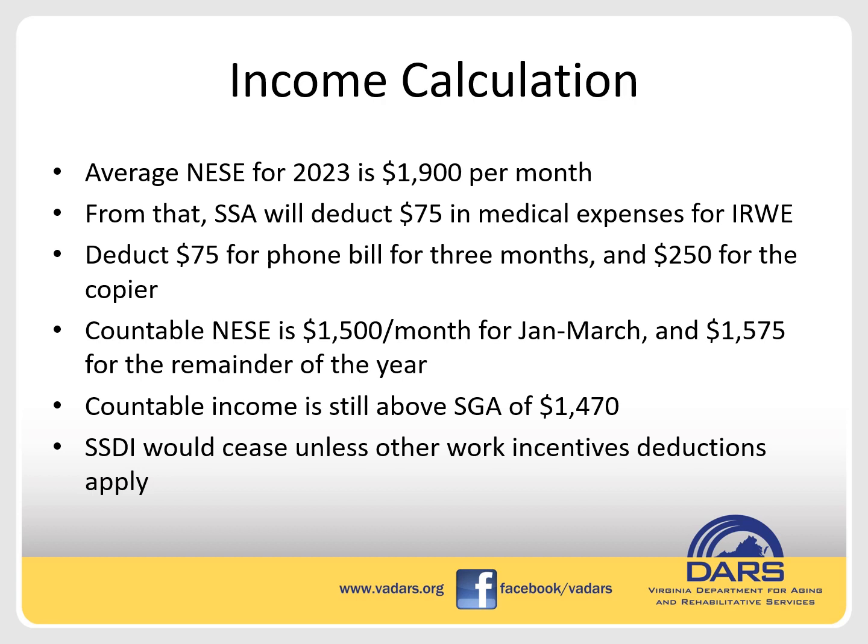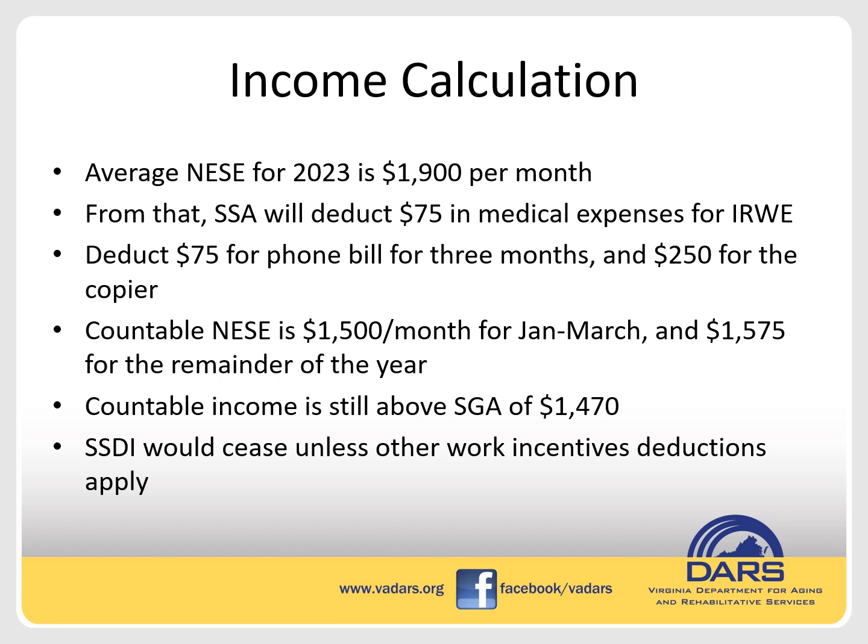And then if you look at the rest of the year, April through December, her profit actually goes up a little bit by $75 to $1,575. And that's because DARS is no longer paying for that cell phone bill. She can no longer use that as an unincurred business expense. So that's actually going to inflate her profit a little bit.